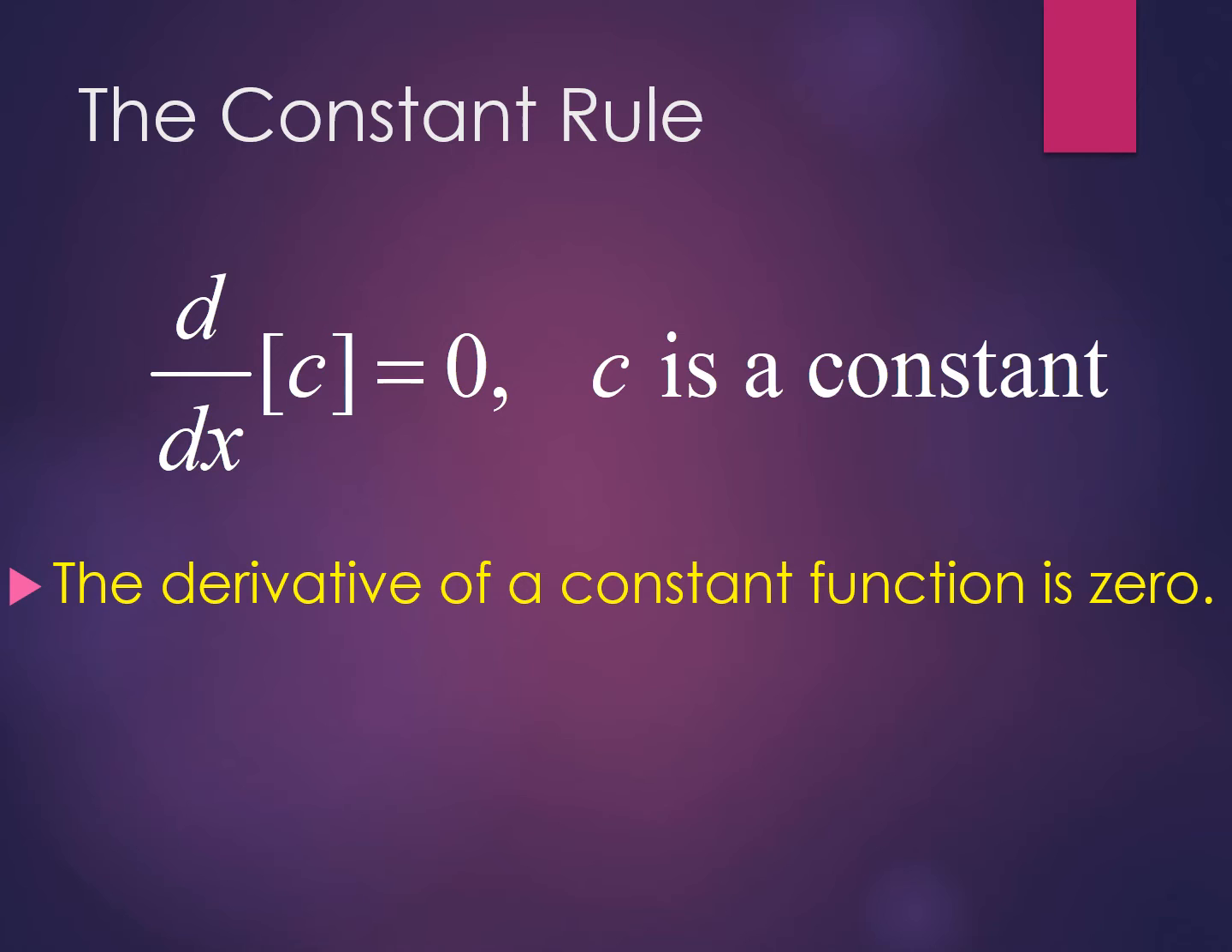Next is the constant rule. The constant rule states that d over dx of c, or any constant, equals 0. So c is a constant, which means any number, from negative to positive. Remember that under the constant rule, the derivative of a constant function is 0.